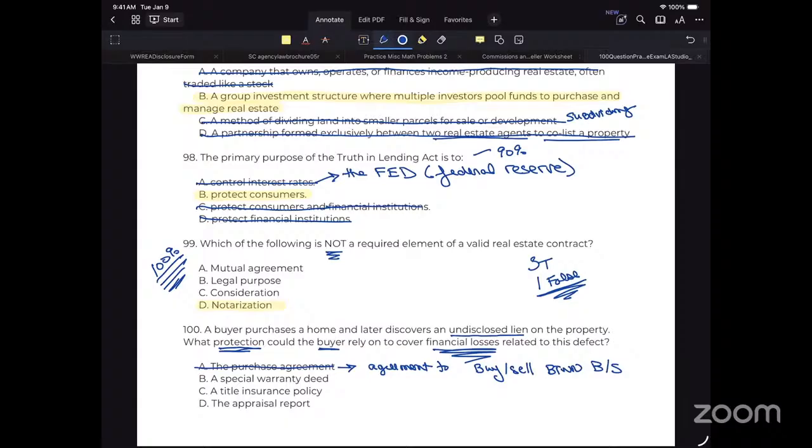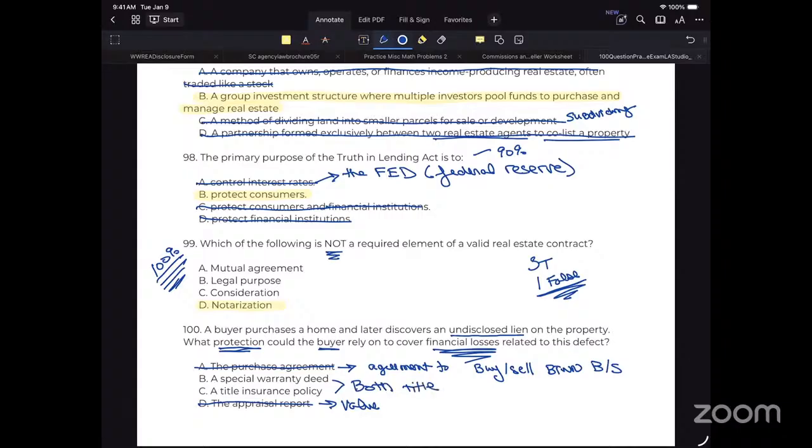The appraisal report isn't going to tell us about liens, so that's not going to help us too much. That's going to give us value. Now, Maria, you said you're between B and C, a special warranty deed and a title insurance policy. Well, you're on the right path because both of these have to do with title.